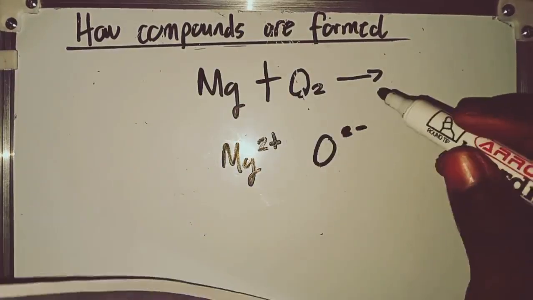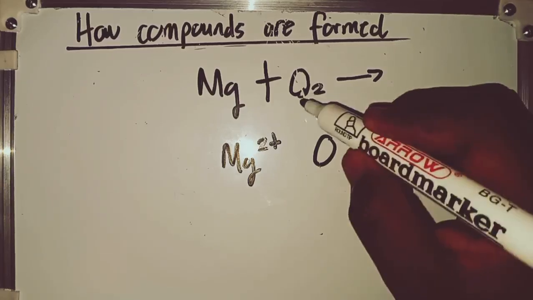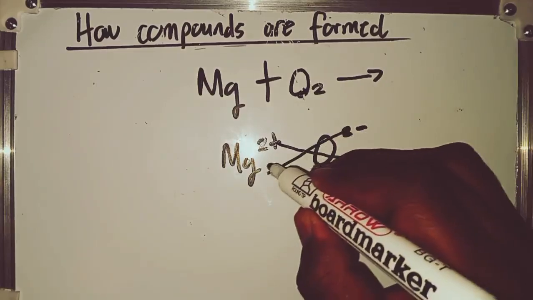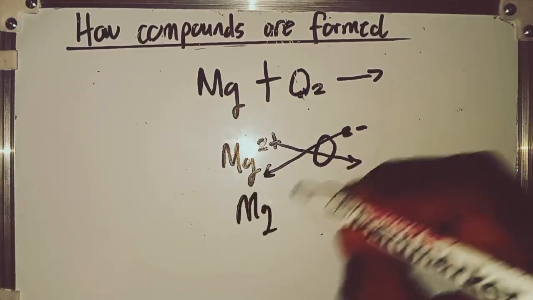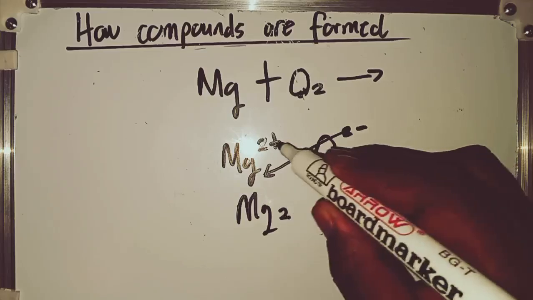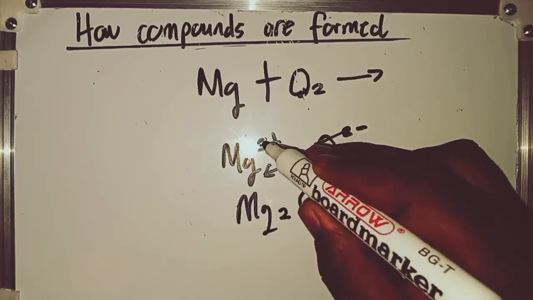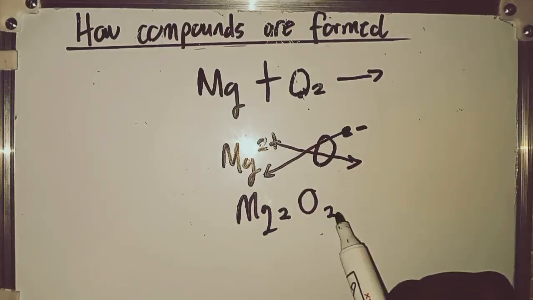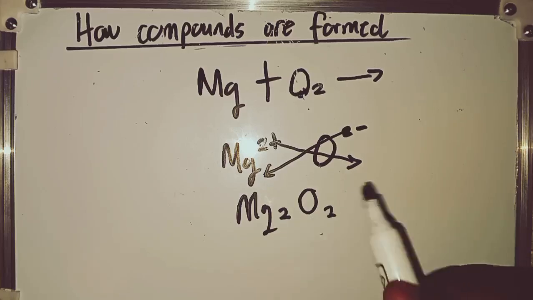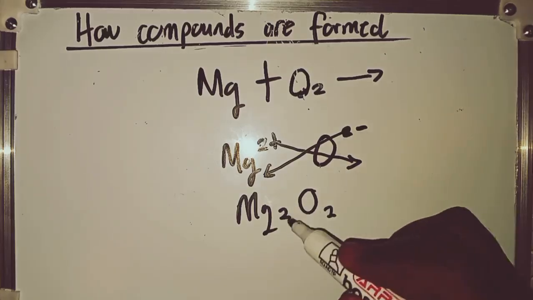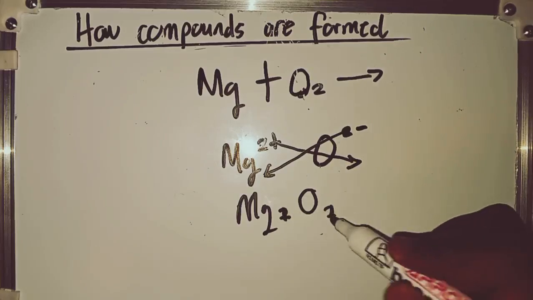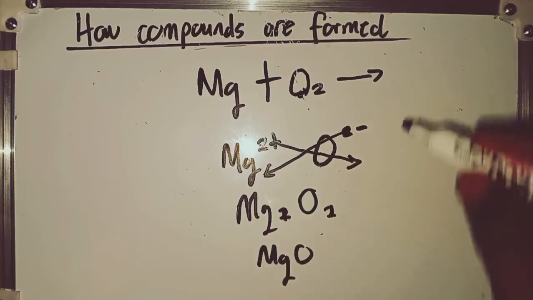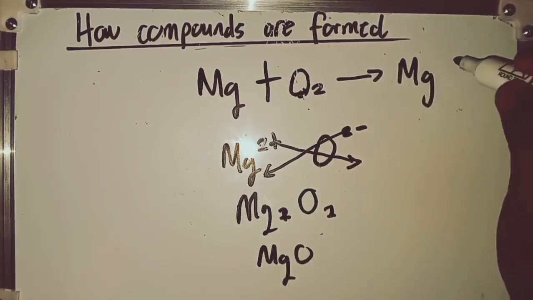So when we write the resultant formula, we drop these charges. This one goes there and this one goes there. Magnesium with a 2 which is coming there, and oxygen with a 2 which is coming from there. Here these numbers have a common factor, which is 2. So we divide by the common factor, 2, then the 2 cancels out. We are left with magnesium oxide.